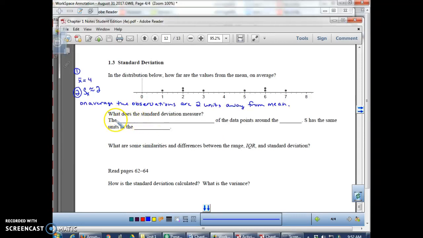So to sum it up, the standard deviation is the average overall spread of the data points around the mean, and S, which stands for standard deviation, has the same units as the data and also the mean. The mean would have the same units as well.